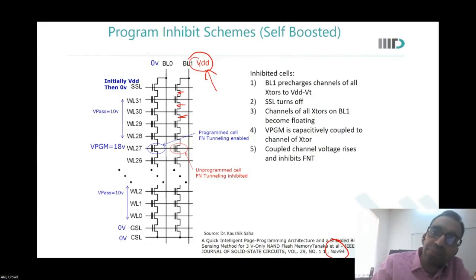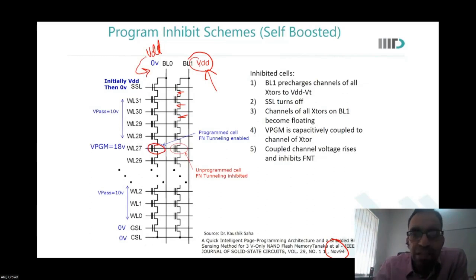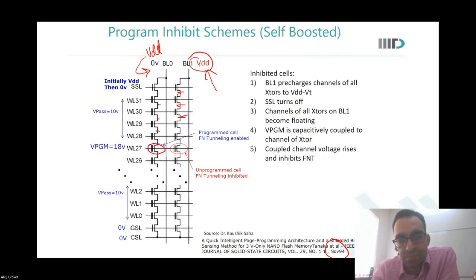Yes, we had kept VDD here and we are taking it to 0 when I want to write into this particular cell. Yes, sir. So when it was VDD, what was happening? At all these places, VDD minus VT must have got transmitted. Not exactly VDD minus VT. V pass, which is 10 volts, minus VT. If VDD is less than that, then the entire VDD would get transmitted. If it is more than that, then VDD minus VT will get transmitted. Yes, sir.